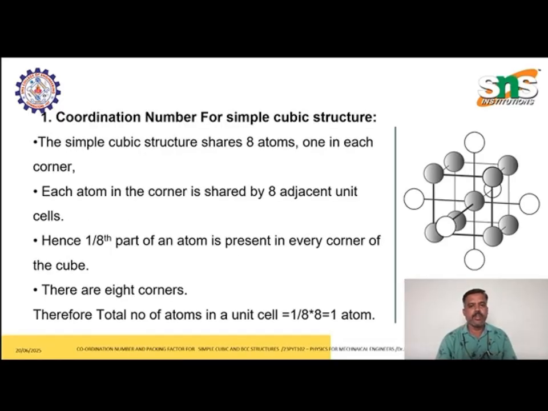Now the coordination number for the simple cubic structure. In this simple cubic structure, the shaded atom is a corner atom, and another atom is on the face. The simple cubic structure has 8 atoms, one at each corner. Each corner atom is shared by 8 adjacent unit cells. Hence 1 by 8 part of an atom is present in every corner of the cube. There are 8 corners, therefore the total number of atoms in the unit cell is 1 by 8 into 8, equal to 1 atom.